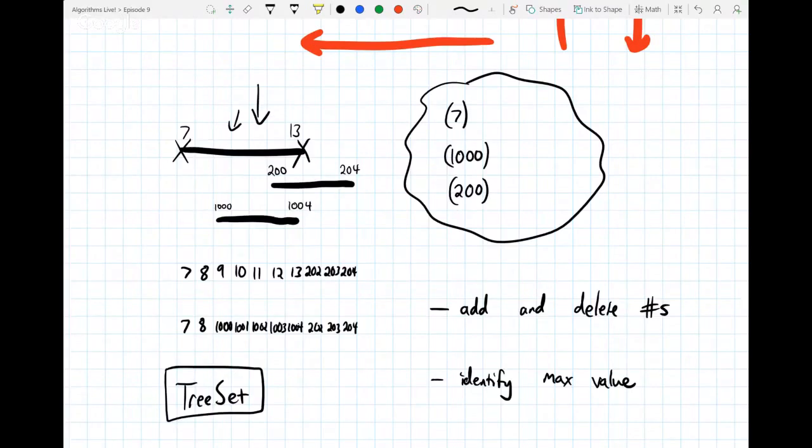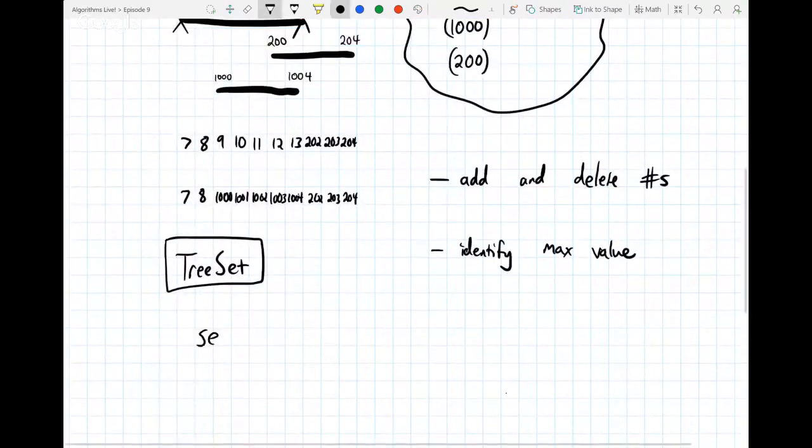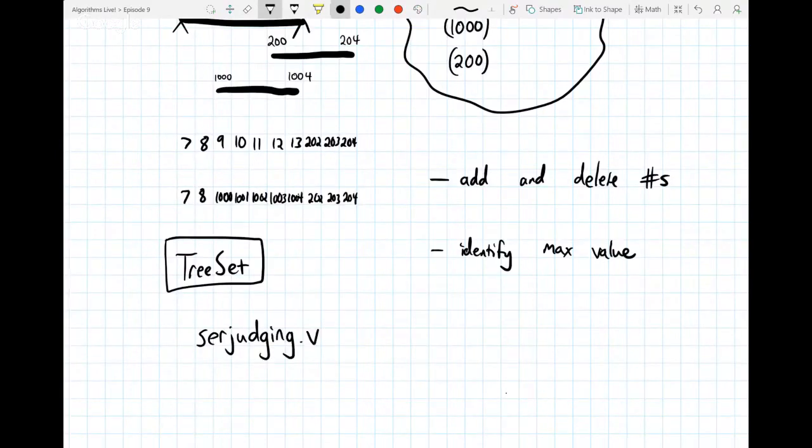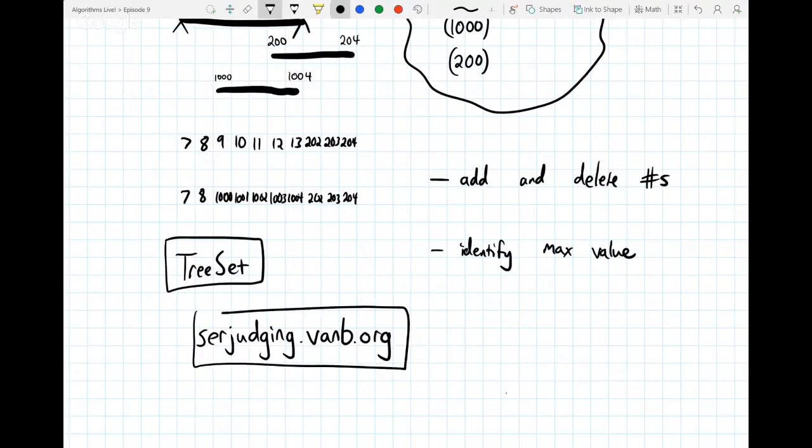If you want to see my solution to how this was coded, you can go look at SER judging. It's at vanb.org. And if you scroll down on that page, you can look at whiteboard_font.java. And you can see how I implemented it. It's basically just the sweep idea with tree sets. And I tried to reuse as much code as possible in terms of finding the answer.